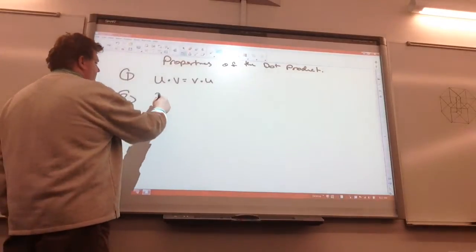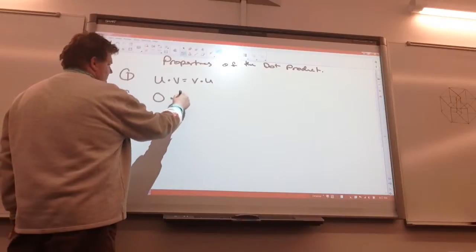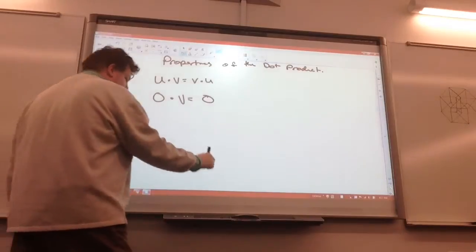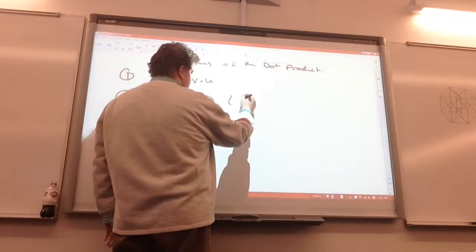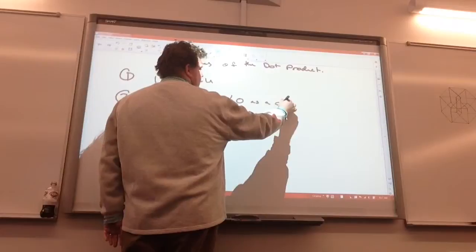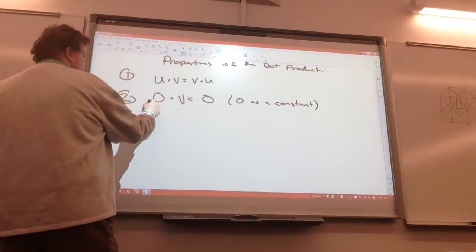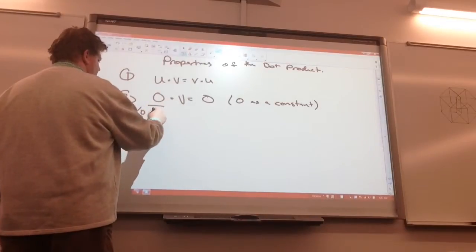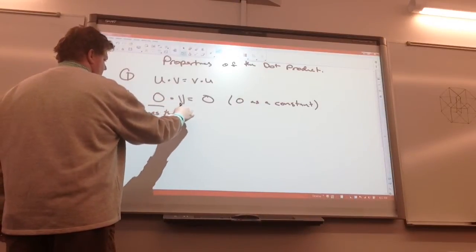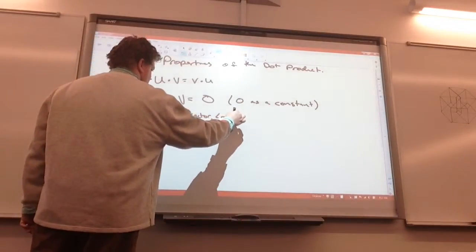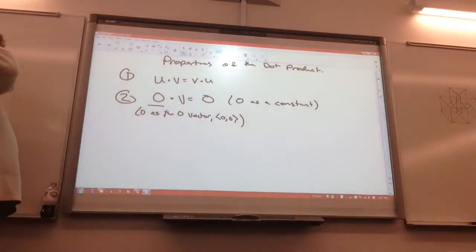Next one is if I take the 0 vector and dot product it with anything, I get the constant number 0. And I'm going to make a note here that it says 0 as a constant, and this is 0 as a vector. Fairly straightforward. Obviously, if I multiply a bunch of things by 0, it all comes out to be 0.